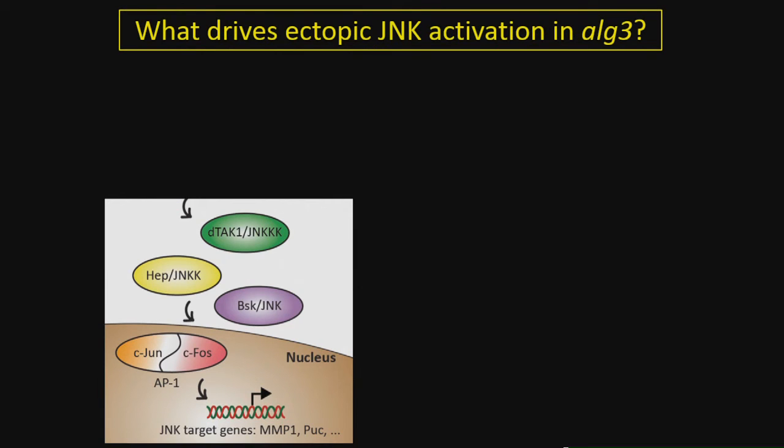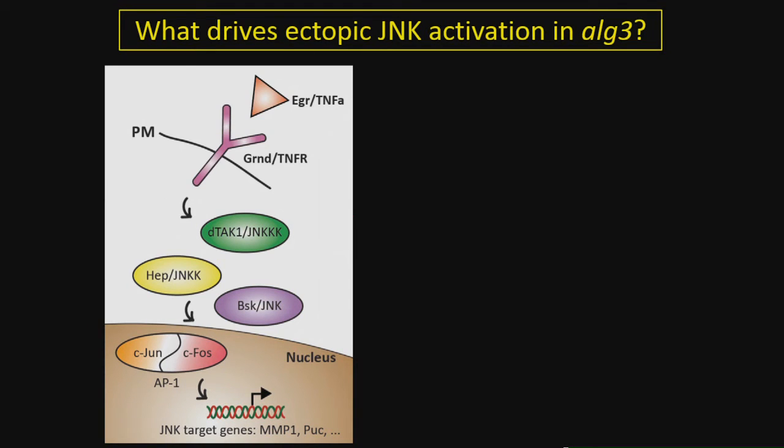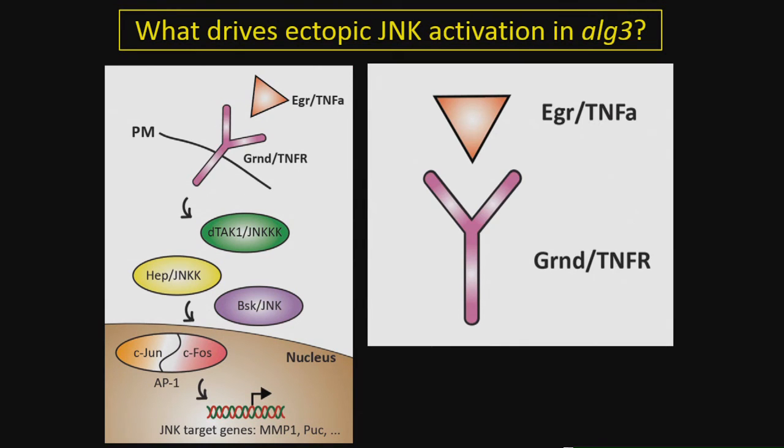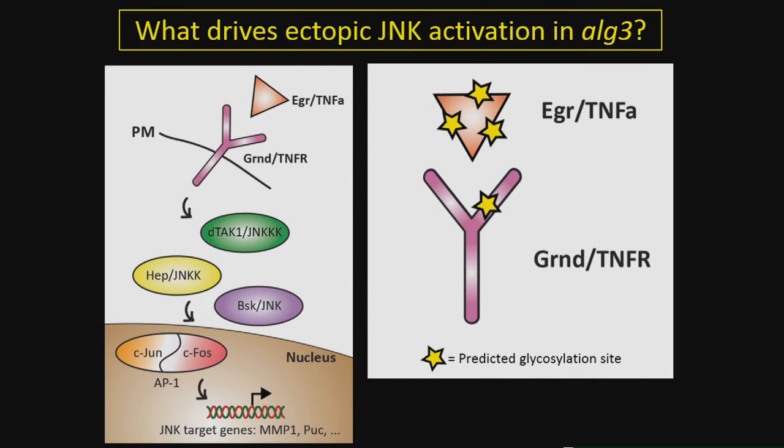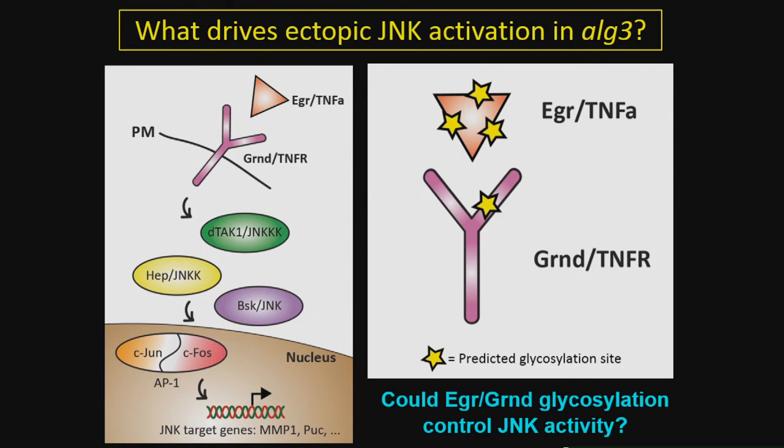So then we set about seeing how you get ectopic JNK activation in Alg3. Well, I told you before that glycosylation happens mostly on transmembrane proteins, and transmembrane proteins that feed into the JNK pathway are known as Eiger, which is Drosophila TNF-alpha, and the transmembrane protein Grnd, which is the Drosophila TNFR. And so this is cool. This is something that feeds into the JNK pathway. They are transmembrane proteins. And really nice for me is that both of them have glycosylation or predicted glycosylation sites. So these are really good candidates for being affected in these mutants.